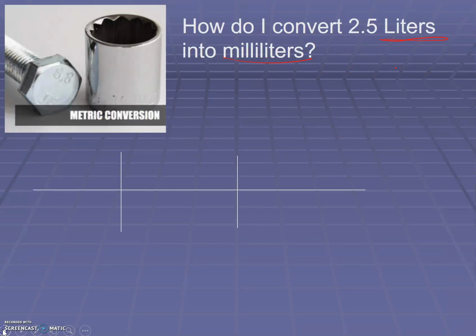Let's use one. So let's say we did want to convert 2.5 liters into milliliters. What we would do is think about our King Henry. King Henry died unexpectedly drinking chocolate milk. Why are these small over here? Because they're smaller units. This is the largest of the units, and this is the smallest of the units.